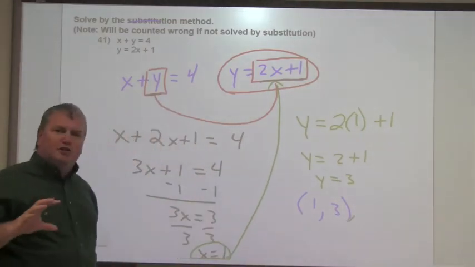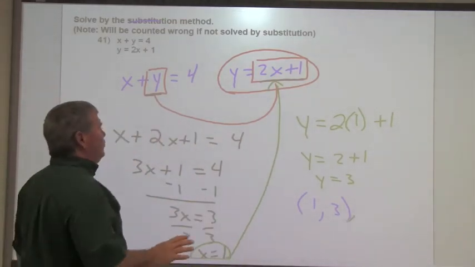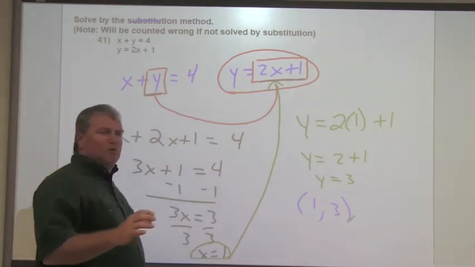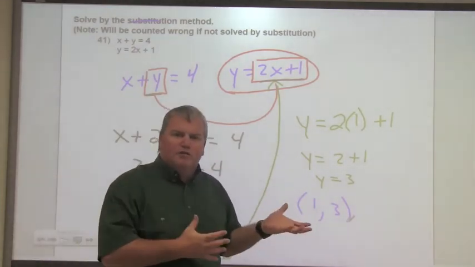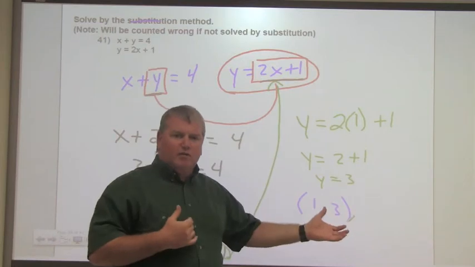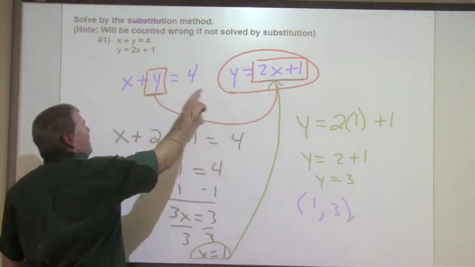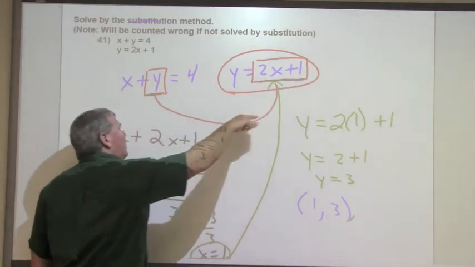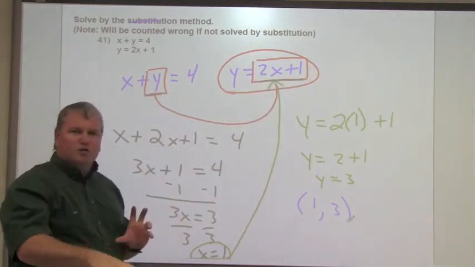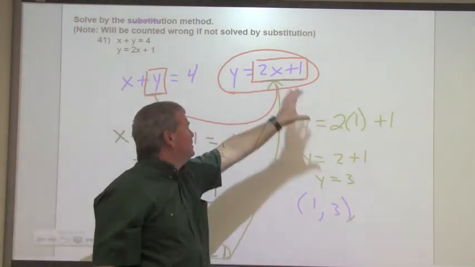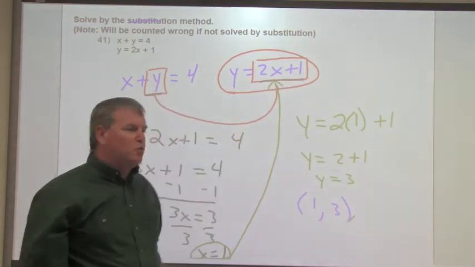Remember, when you do a substitution, it's kind of like when you're substituting into a game. When you substitute one player for another, both players don't stay on the court at the same time. They have to switch positions. So same thing here. When I substitute 2x plus 1 in for this y, the y goes away. It goes to the bench because I'm substituting 2x plus 1 in for it.